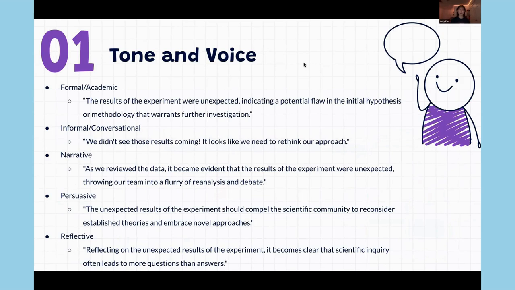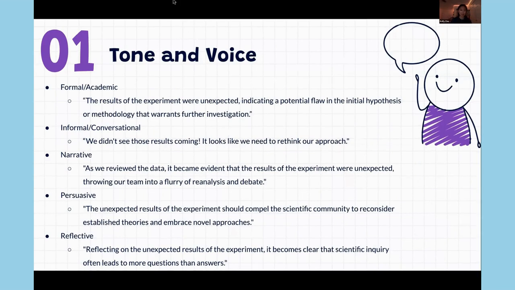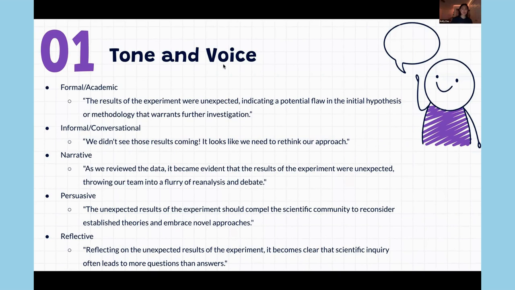So the first thing that we're going to go over is some stuff about tone and voice. There's a lot of different tones that you can use in writing, in any writing. So first we have formal slash academic tone. So this is very informative, using very formal language, structured. So an example of this is, the results of the experiment were unexpected, indicating a potential flaw in the initial hypothesis or methodology that warrants further investigation. So you can see that it's very factual, informative.